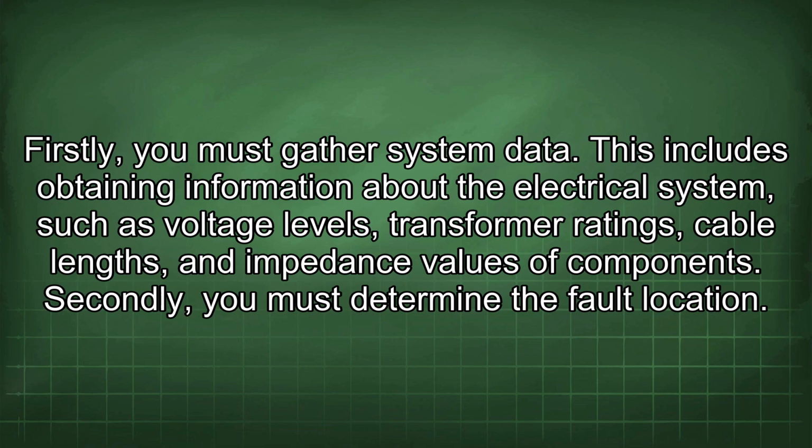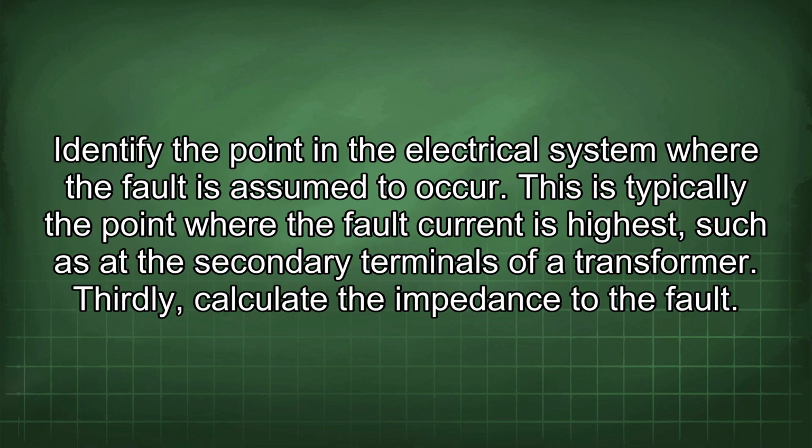Firstly, you must gather system data. This includes obtaining information about the electrical system, such as voltage levels, transformer ratings, cable lengths, and impedance values of components. Secondly, you must determine the fault location. Identify the point in the electrical system where the fault is assumed to occur. This is typically the point where the fault current is highest, such as at the secondary terminals of a transformer.